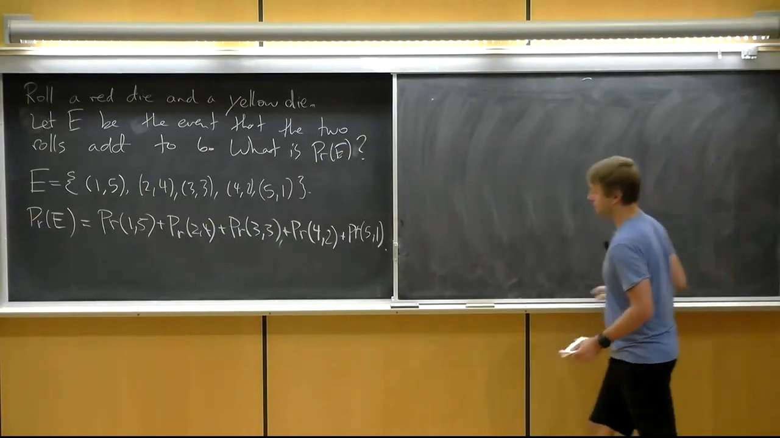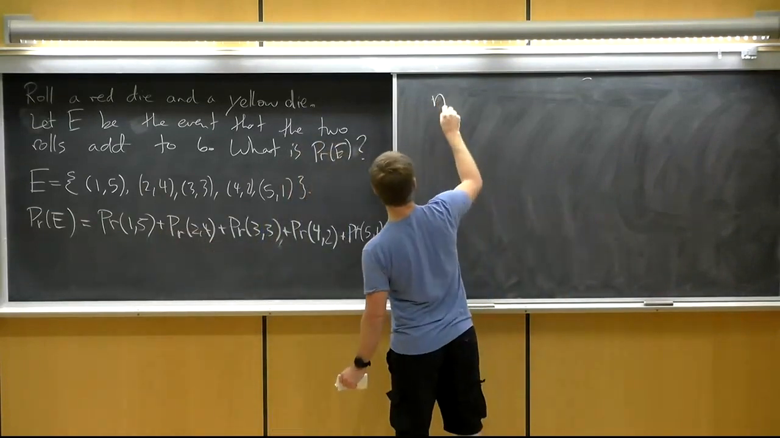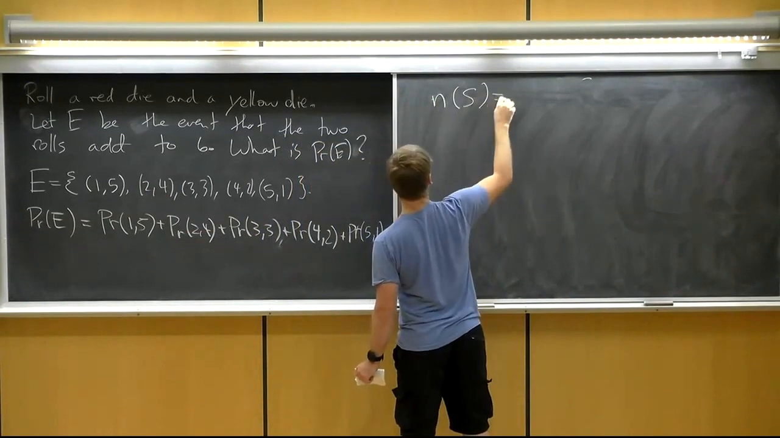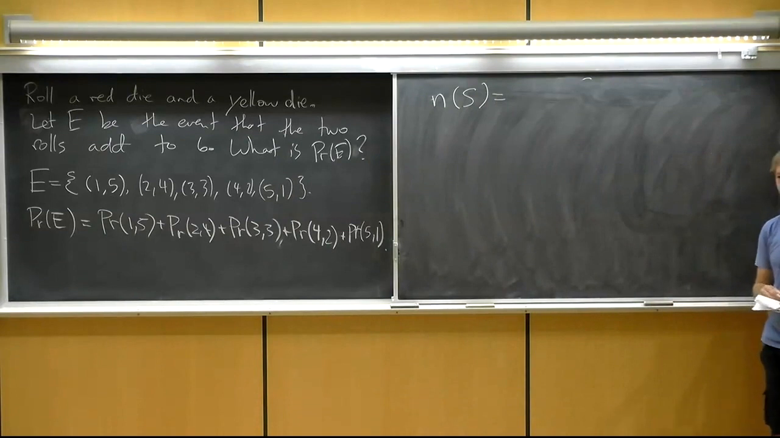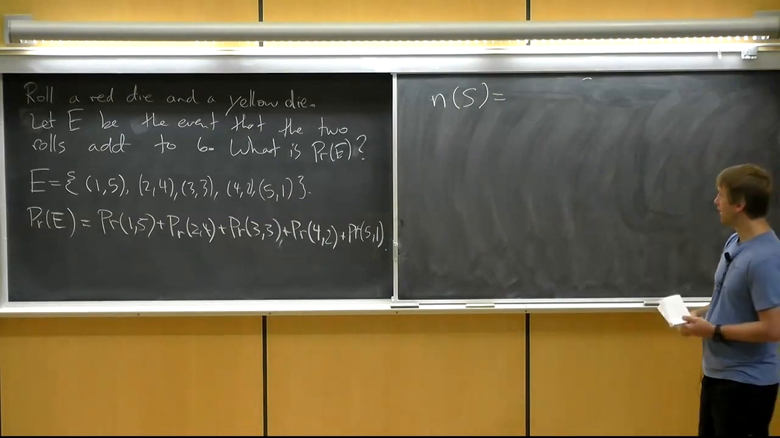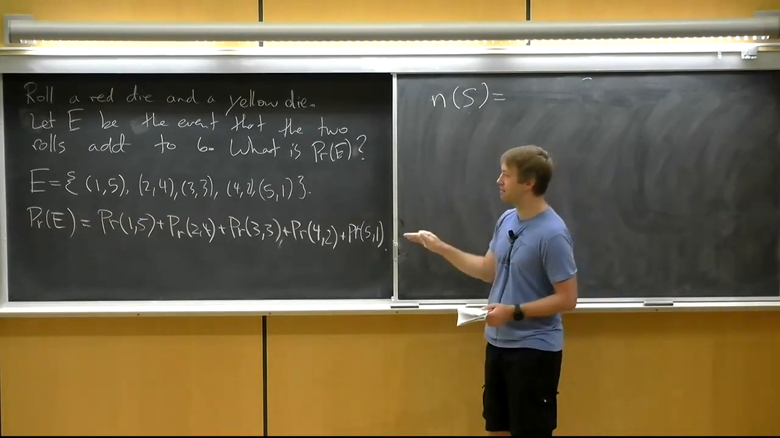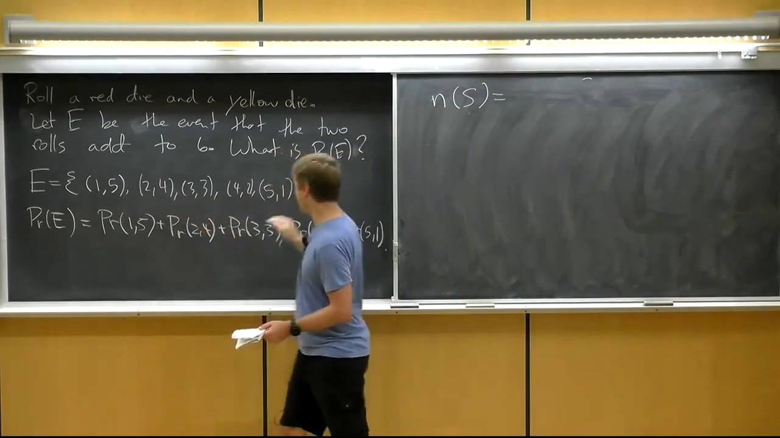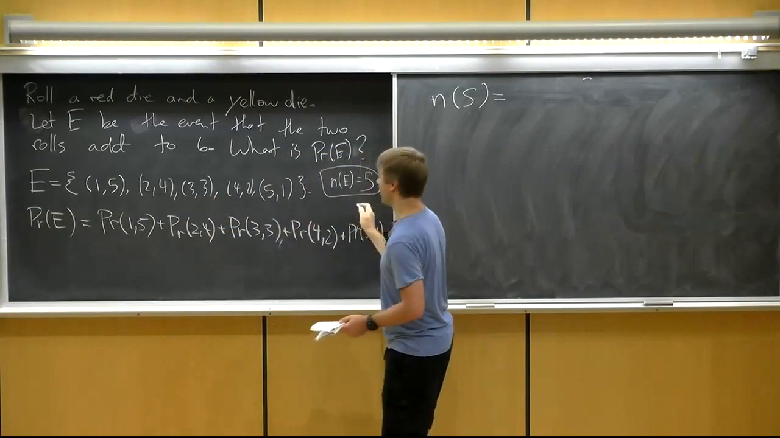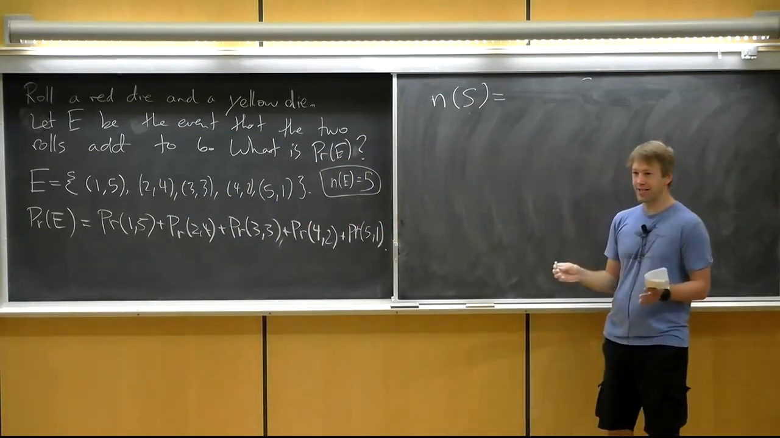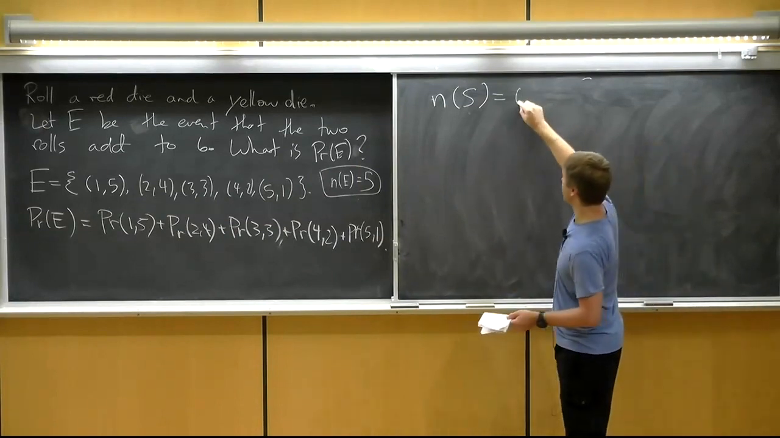So before computing these probabilities, let's take a little step back. Let me ask, what is the size of the sample space? We have to remember what sample space means. N of E would be 5, but E is not the sample space of the experiment. Yeah, it'll be 36. You get that from 6 times 6, right?